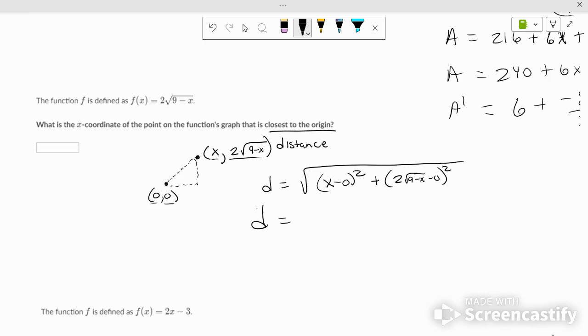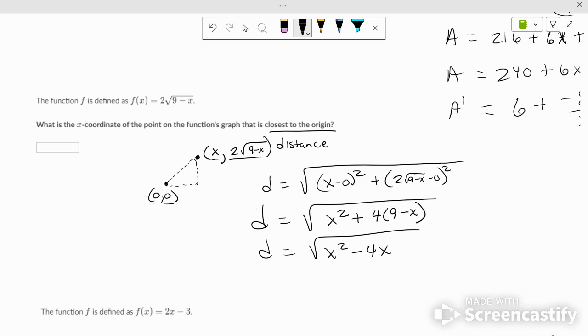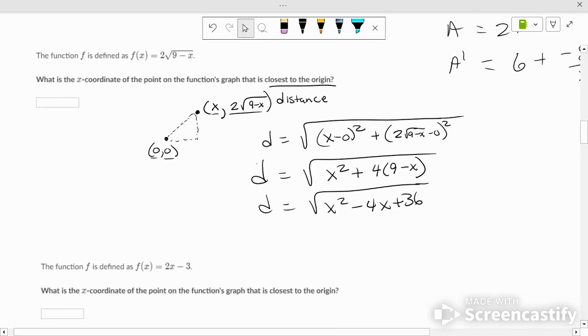So the distance formula equals the square root of x squared plus, if we square this, we get 4 times 9 minus x. So it's the square root of x squared minus 4x plus 36. Okay?